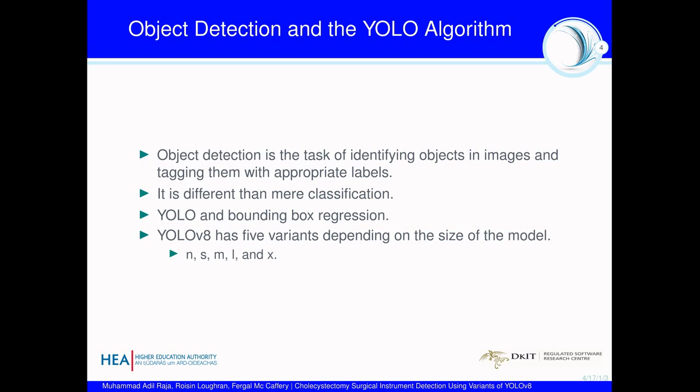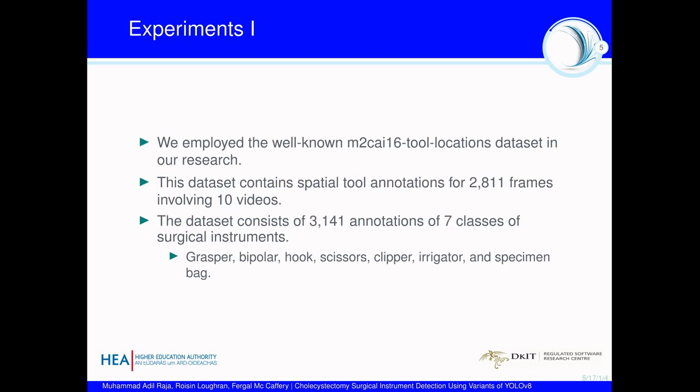YOLO has come a long way since its inception a few years back and has seen many versions up till now, and each one of them has improved tremendously over the past, both in terms of prediction accuracy as well as computational efficiency. The current version that is available online is known as YOLO version 8. It has 5 variants depending on the size of the model, which are N, S, M, L, and X, which stand for nano, small, medium, large, and extra large, respectively.